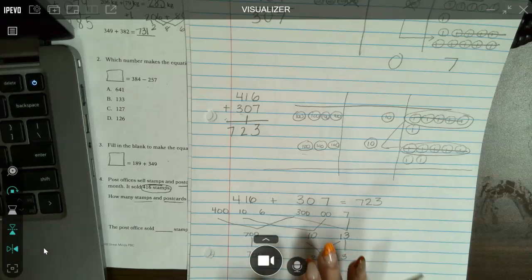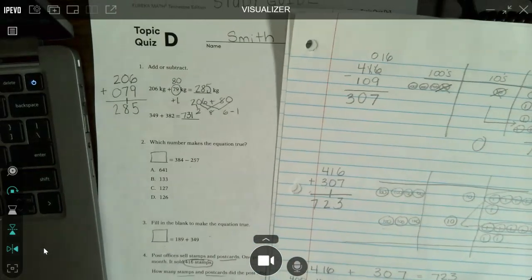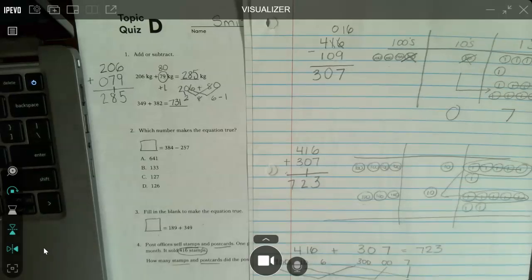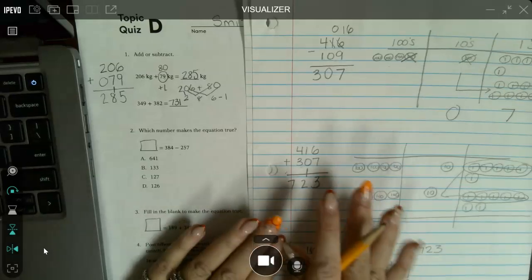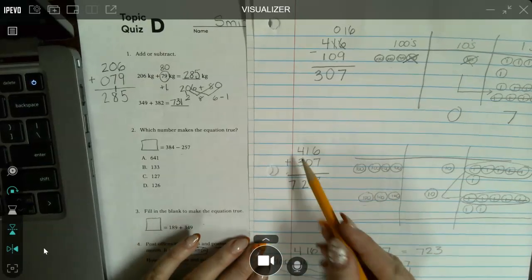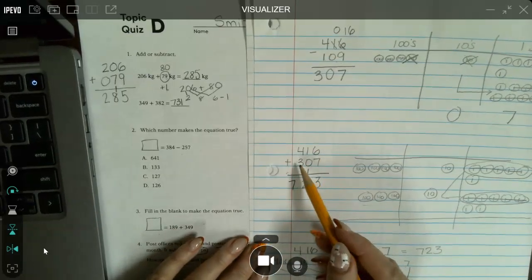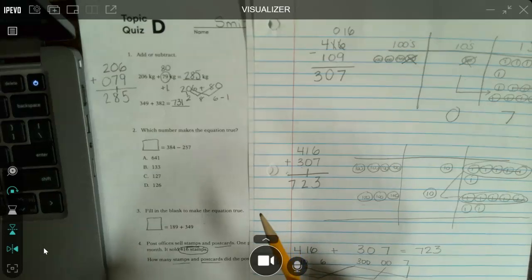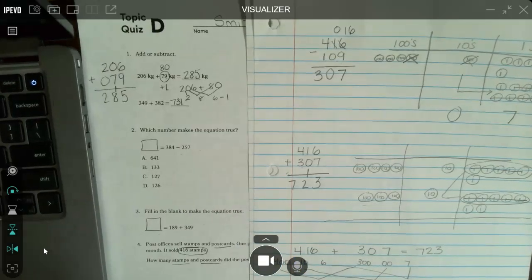So again, your child may use any strategy they would like that makes the most sense to them, but we want to focus on being organized, thinking about what do those digits actually represent. Are they hundreds, tens, or ones? And what is the question asking me?